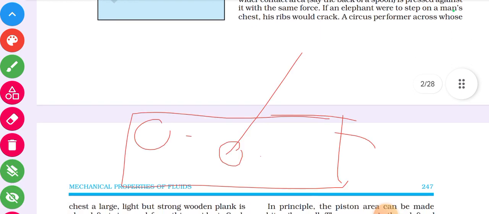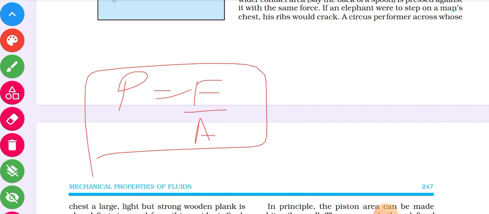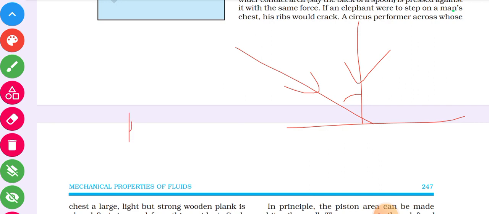And pressure is force upon area, or better to say, thrust upon area. What is thrust? This is the perpendicular component of the force, acting perpendicular to the surface. Suppose we have a force acting like this, then we take the perpendicular component of this force, and that divided by the area gives us the pressure.